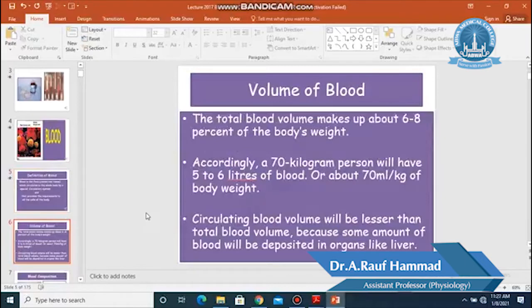Regarding volume of blood, total blood volume makes up about 7%, that is 6 to 8% of the body's weight. Accordingly, a 70 kilogram person will have 5 to 6 liters of blood and about 70 milliliter per kilogram of body weight.